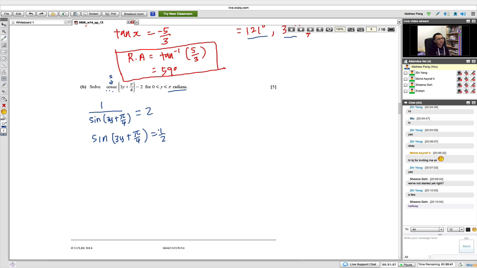And 1 over 2 is positive. So positive sine will get positive in the first and second quadrant. Alright, so 3y plus pi over 4 equals shift sine 1 over 2, I think it's 30 degrees. 30 degrees in radian we call pi over 6, okay? So it will be pi over 6, because pi is 180, divided by 6 you will get 30. So the second quadrant is pi minus pi over 6.